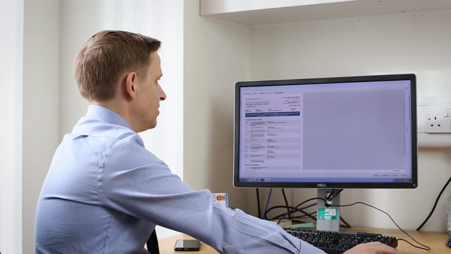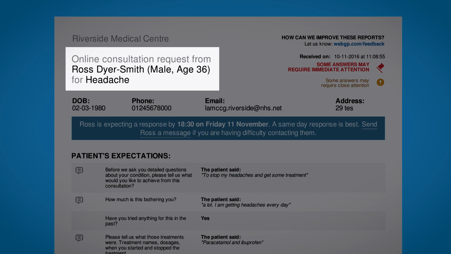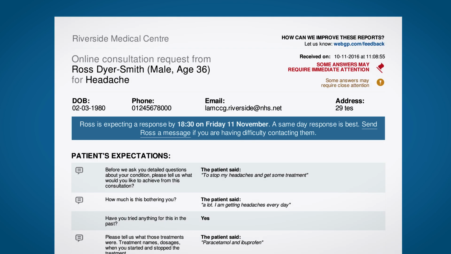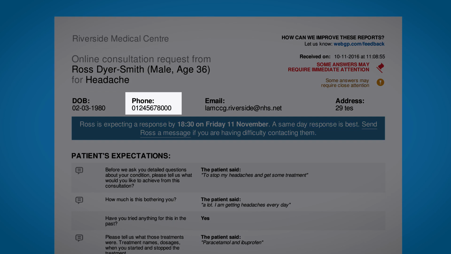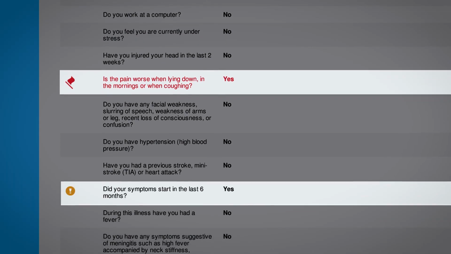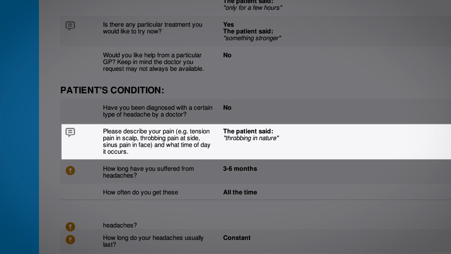The first thing I do, check the name, the age, what the consultation's for, when it came in, and when the patient's expecting a response. Phone number's useful to look at, but you'll probably come back to that if you need it. And make sure that you're aware of the flags and what they look like. These are the two most important ones. One's for requiring close attention and one's for immediate attention. And these ones indicate essentially free text.